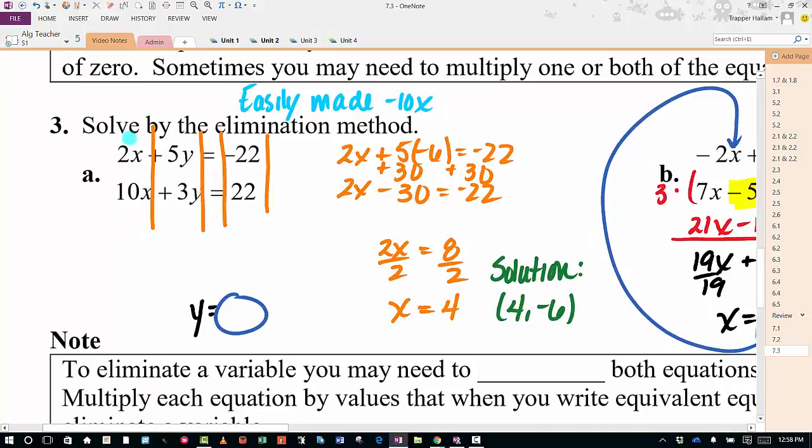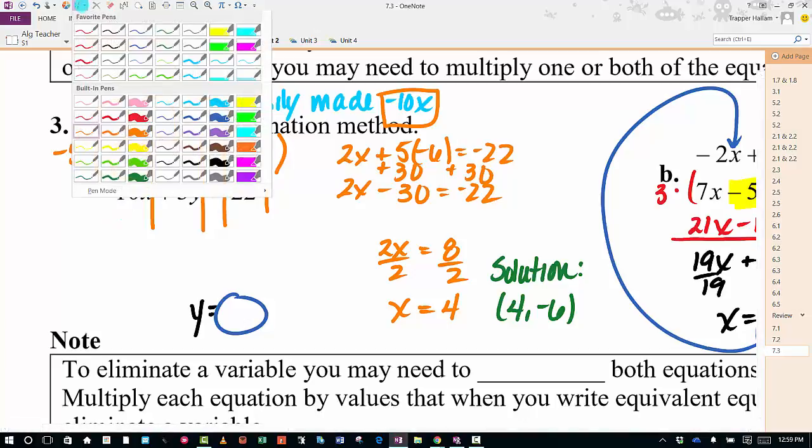X's over x's. Now, look, this x here could easily become a negative 10x. How? Well, I'd have to multiply it by negative 5. If I do that, I have to multiply each part, right? Each part of the equation. If I only do a portion of it, I change it. I don't want to do that. So I'm going to multiply each part there by a negative 5. I'm going to rewrite it underneath. I'm going to change my color so you can see it.